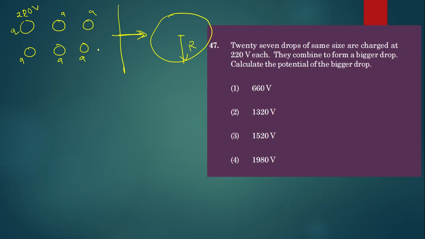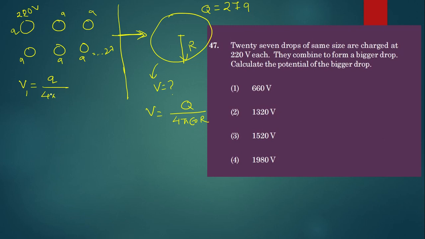So how many drops are there? 27. We know that the total charge will remain constant. So after transformation also, the total charge will be 27q. We are supposed to calculate the potential on the bigger drop. Now we know that the potential on the surface will be the amount of charge divided by 4 pi epsilon naught times the radius. In this case, the potential on each drop will be equal to q divided by 4 pi epsilon naught r. I consider the radius to be small r.